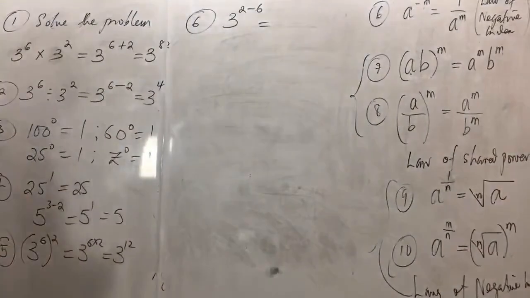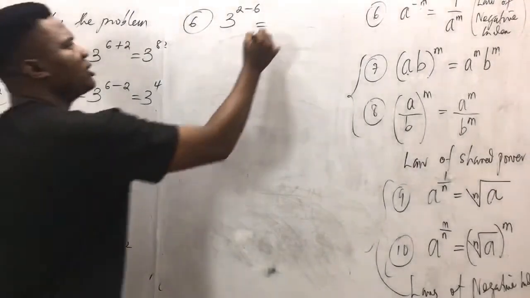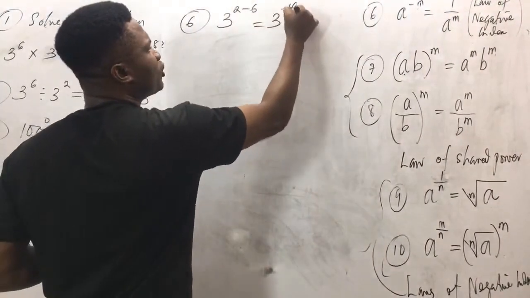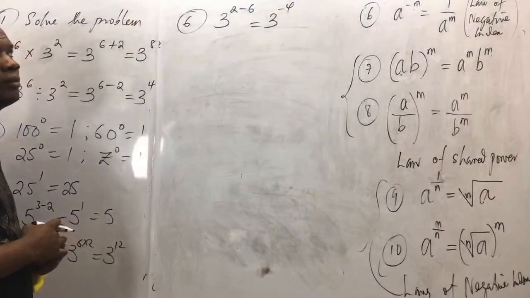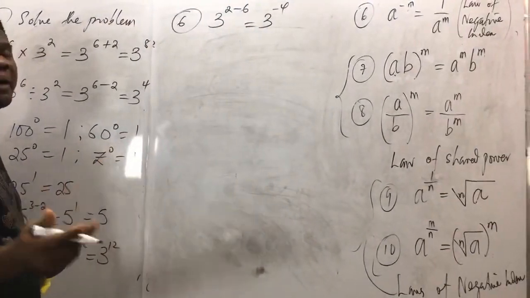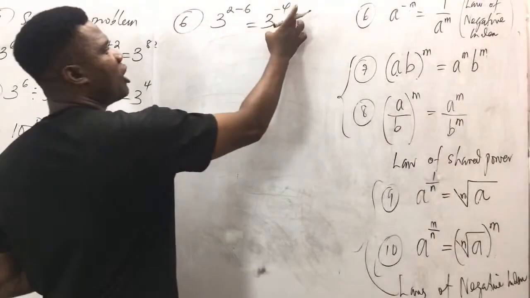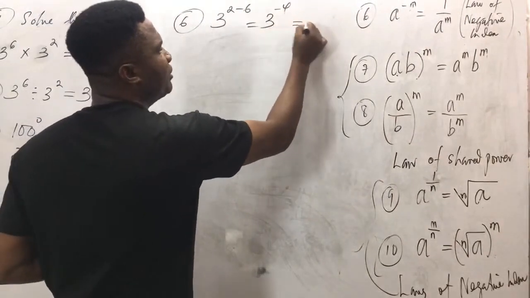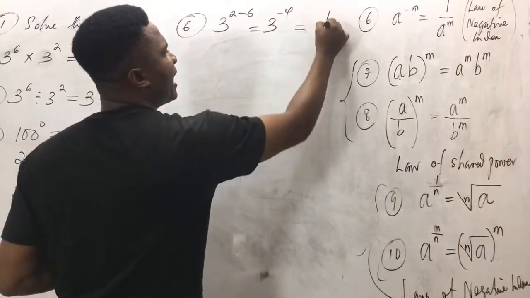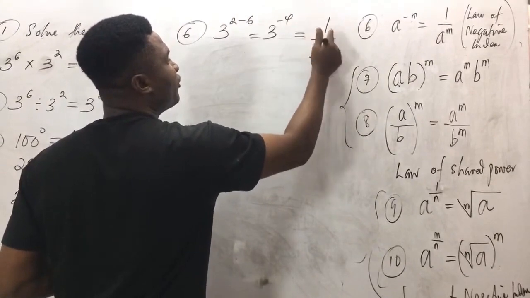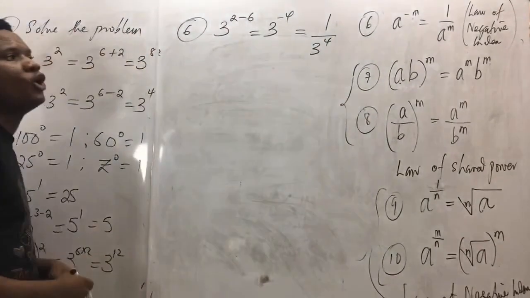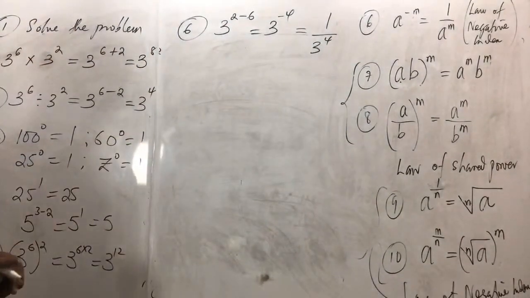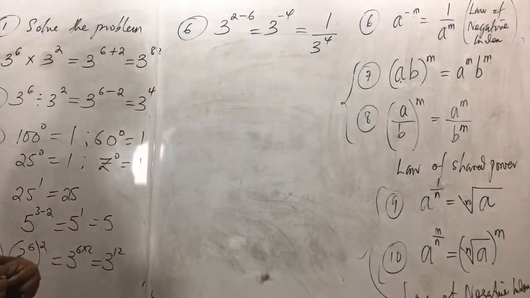If you were to solve 3 raised to power 2 minus 6, take note, 3 raised to power 2 minus 6 will return 3 raised to power minus 4. And when it comes to this level, it means you can use that law to simplify, and it will give you 1 over 3 raised to power 4. So you use that law of negative index to simplify a problem such as this.